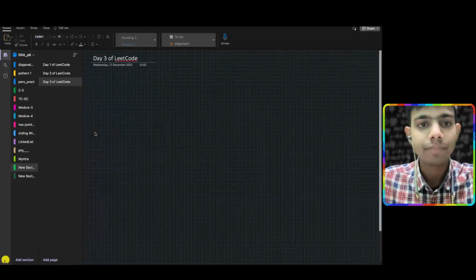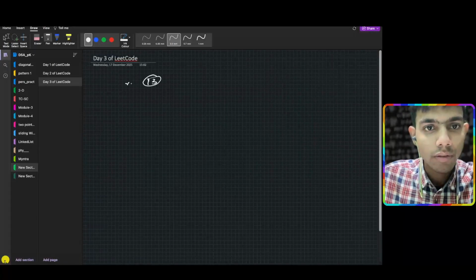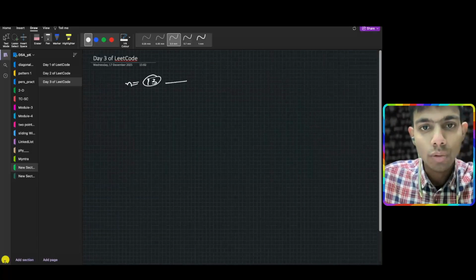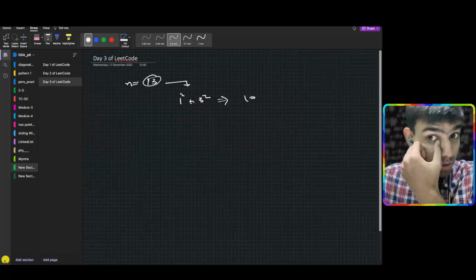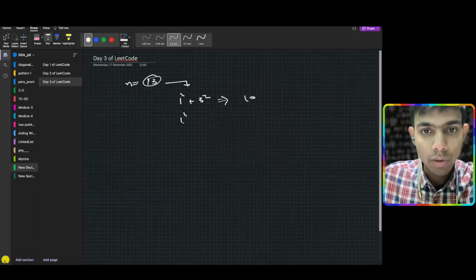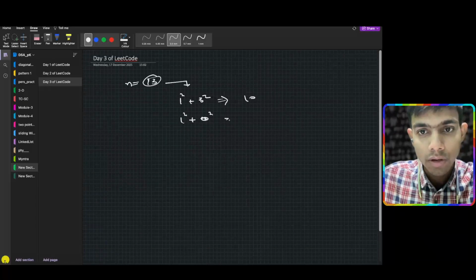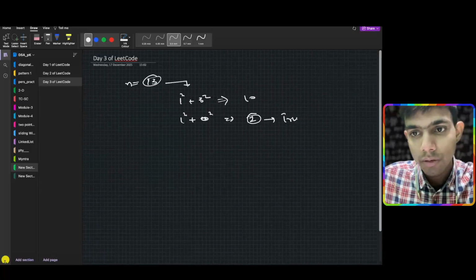So guys, let's check. If I have n equal to 13, so 1 square plus 3 square. 3 square is 9 and 1 square is 1, 9 plus 1 is 10. So 1 square plus 0 square is 1 plus 0, that means 1. So ending with 1, that means true.